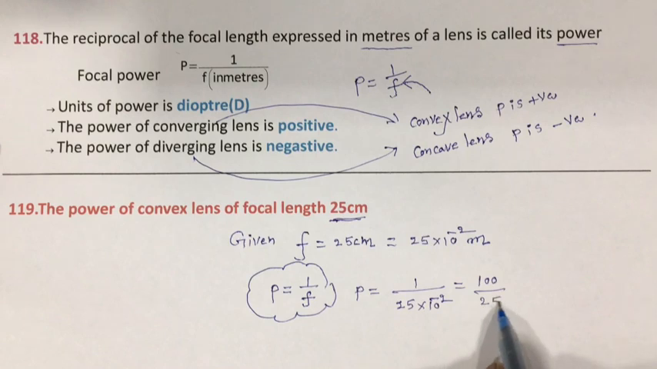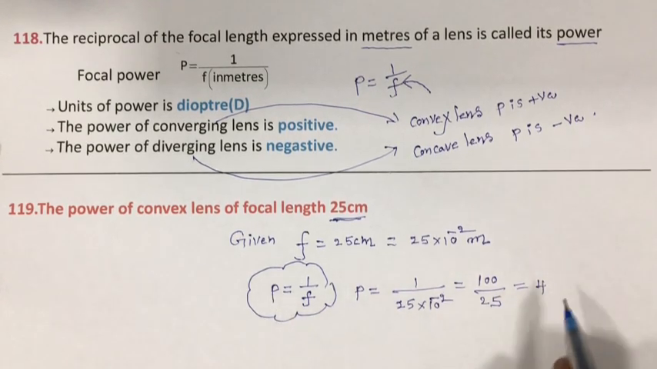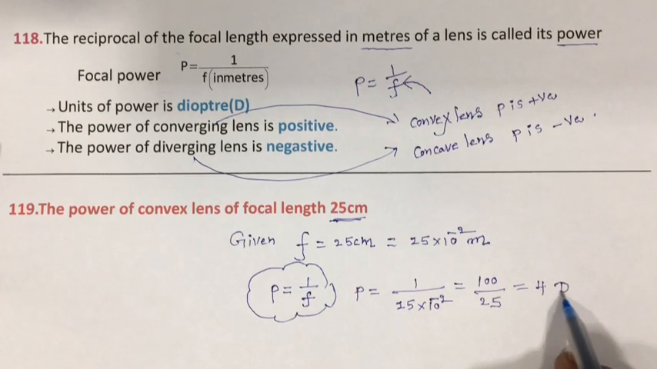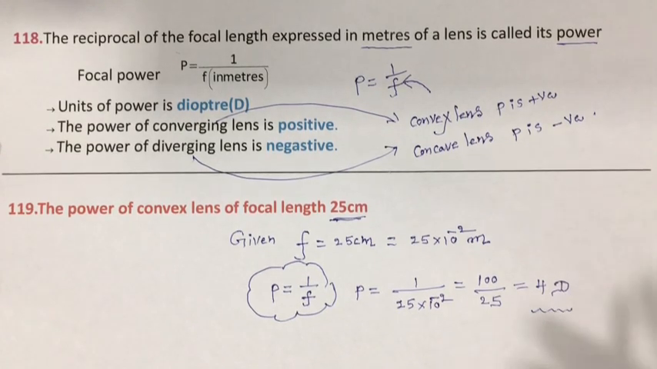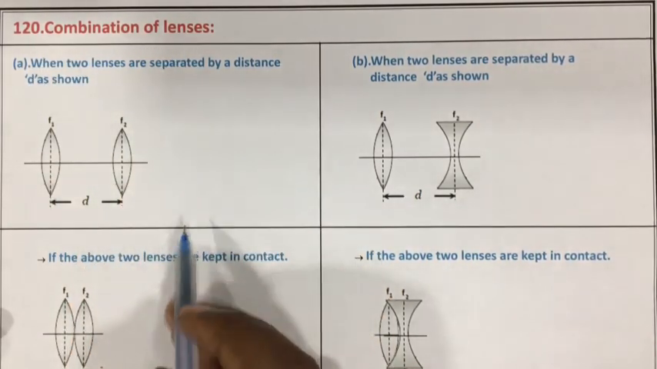100 by 25, that is equal to 4. The unit of power is diopter. Its symbol is capital D. Okay, this is the topic of combination of lenses.